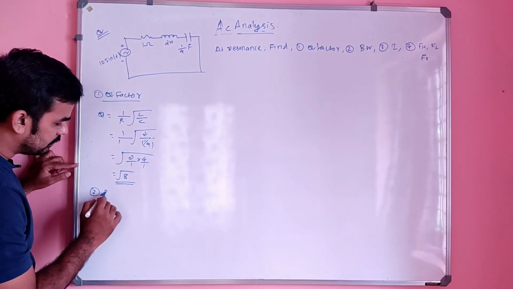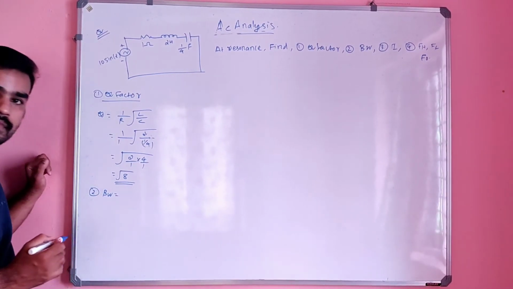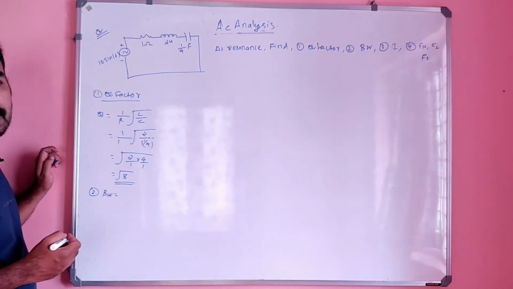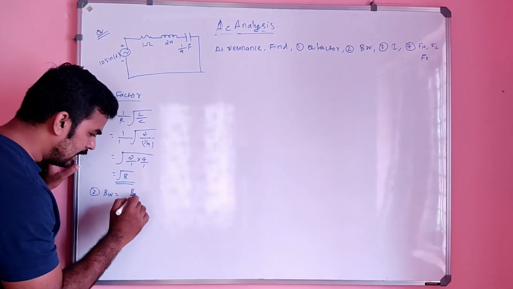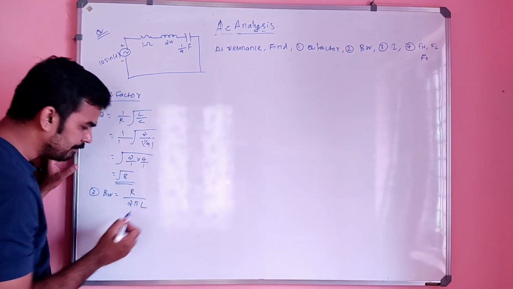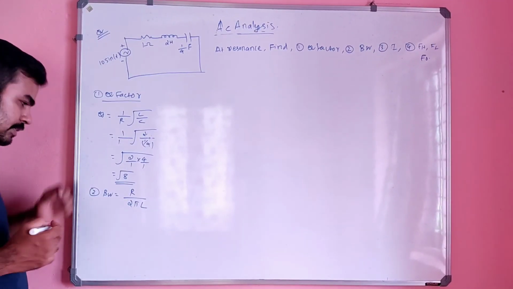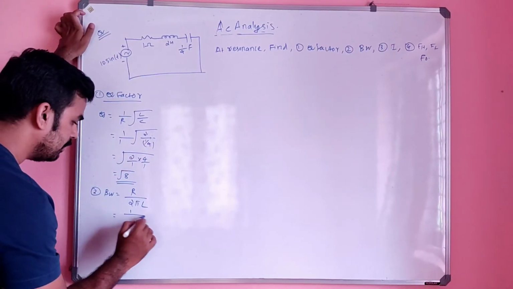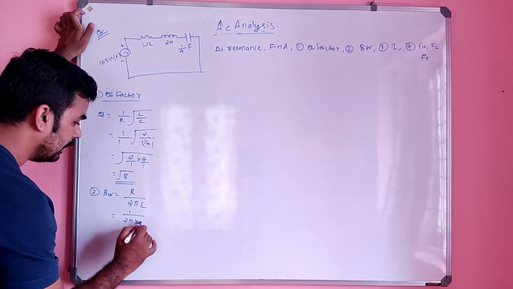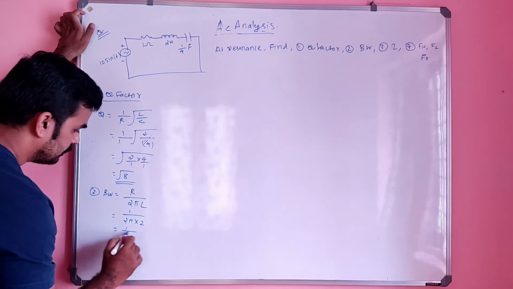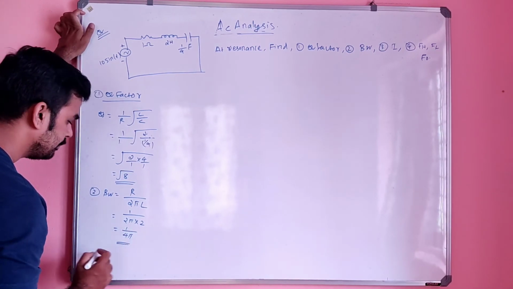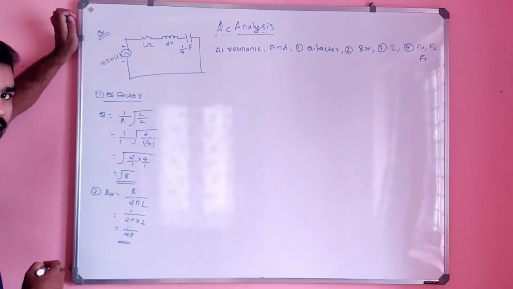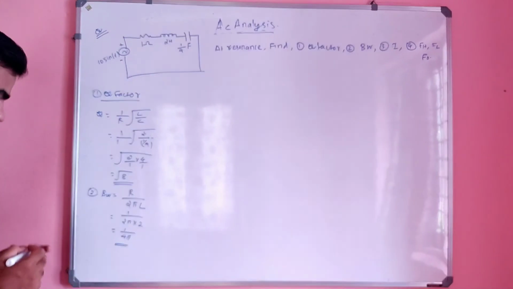That is nothing but bandwidth. What was the equation for bandwidth in series RLC circuit? It was R divided by 2 pi L, right? So you can directly substitute that value. It is 1 divided by 2 pi into L, that is 1 divided by 4 pi. Okay, that is the bandwidth.